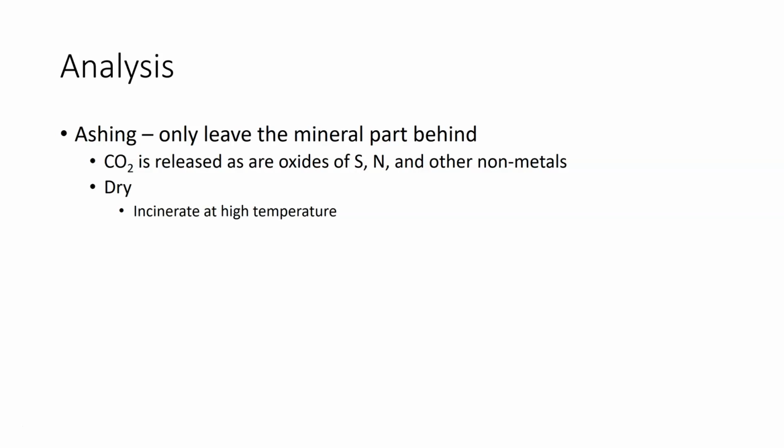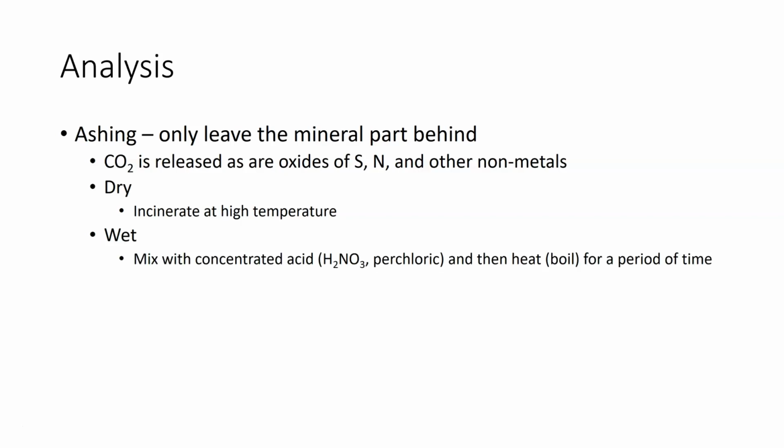This is often around 1,000 degrees. It causes the carbon to combine with oxygen to give you carbon dioxide. There is a wet method where you mix it with concentrated acid, either nitric or perchloric, or a nitric perchloric mix. You can use a sulfuric acid. It will form soluble salts. These can be used. When you do a wet method, basically you're going to heat it and boil it for a period of time.